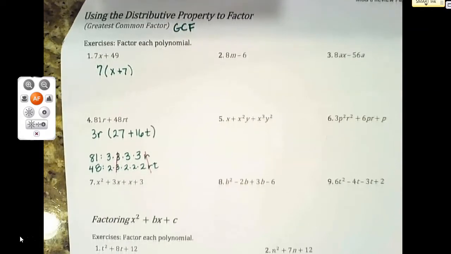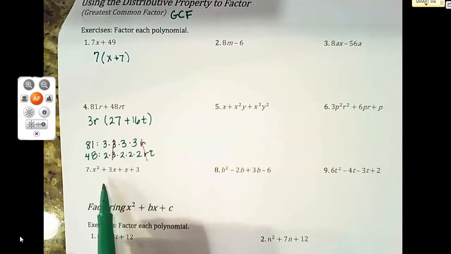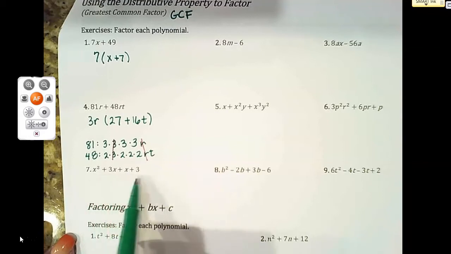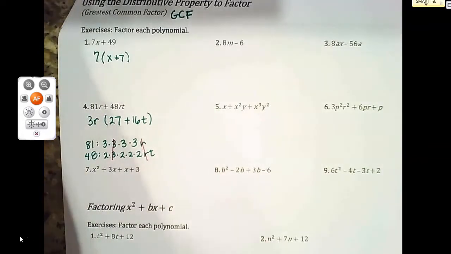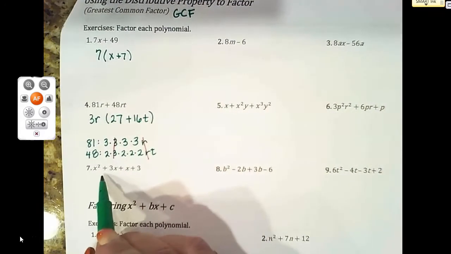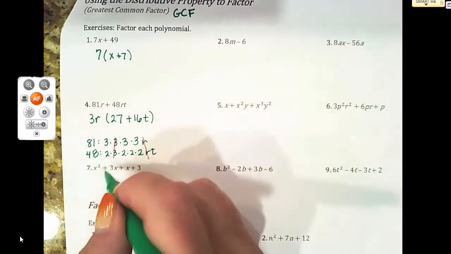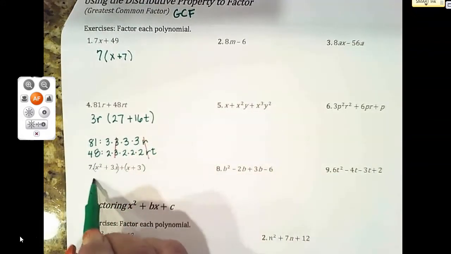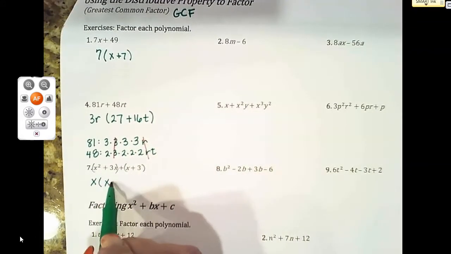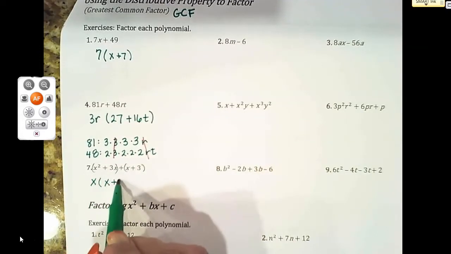And then let's go on to number 7 here. As I inspect my 4 terms, I see that all 4 of them don't have anything in common, so then I might try to use a grouping strategy. So let's see here. I use this strategy pretty much whenever I have 4 terms, and so I'm going to group the first 2 and I'm going to group the last 2. So the first 2 have an x in common. So if I factor out an x, I get x plus 3.